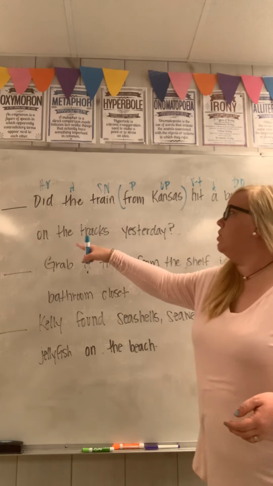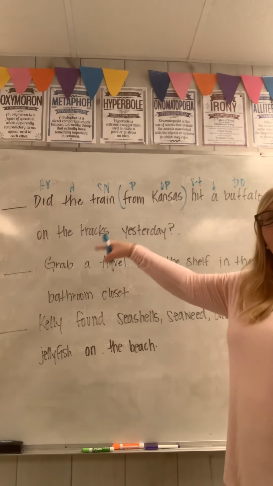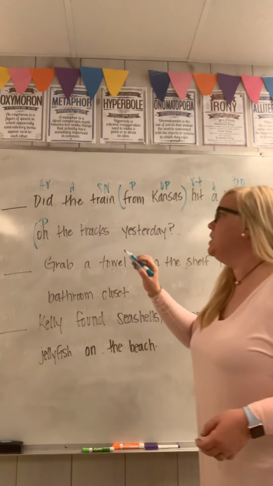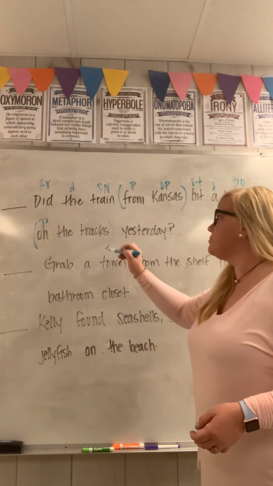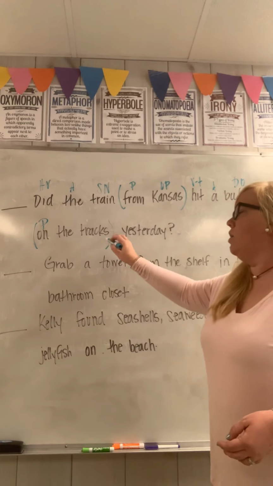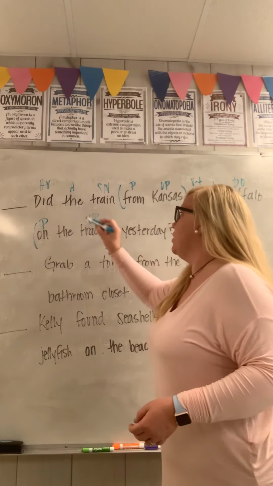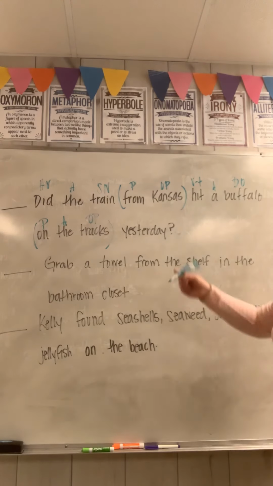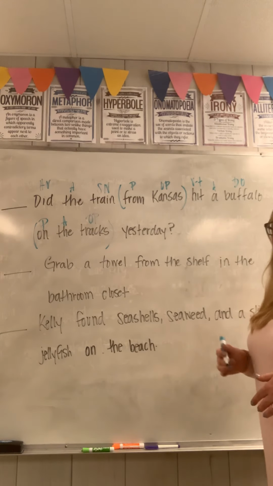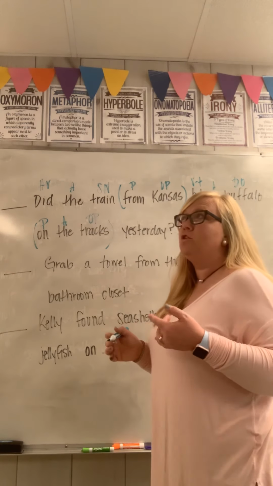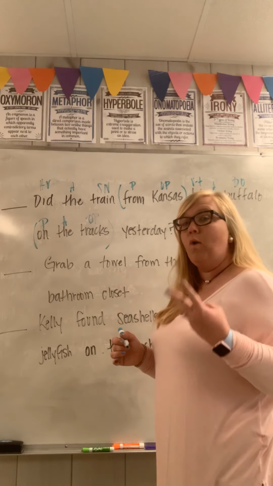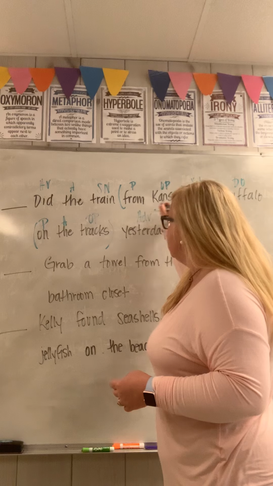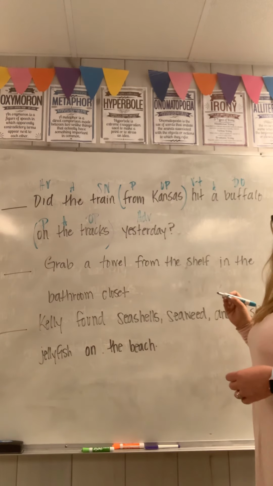And then we have on the tracks yesterday. On is a preposition. So we're going to have another prepositional phrase. So on the tracks. Because on what? On the tracks. So that's our object of the preposition. And then the is our article adjective. And then yesterday is when it happened. So when you answer the question how, when, or where, then you're asking an adverb question. Okay? So that's our adverb.